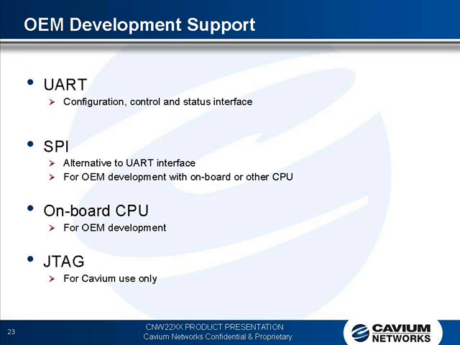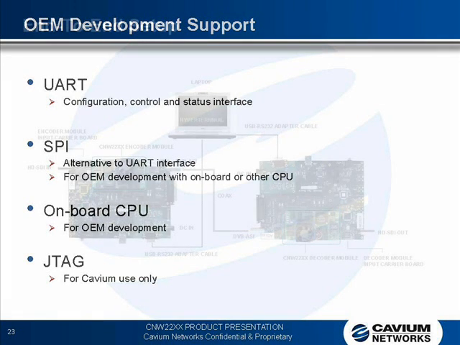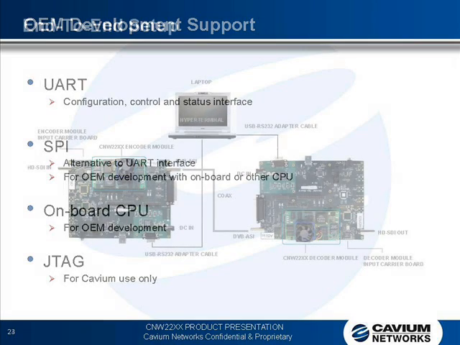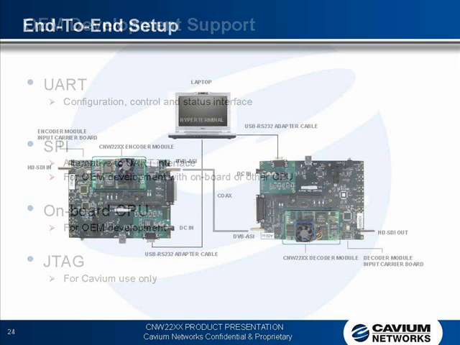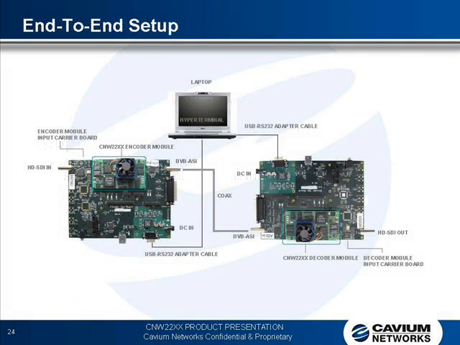OEM development support, UART, configuration control and status interface. Again, as I mentioned, we use HyperTerminal and very simple commands to set up the basic instructions on our encoder and decoder. SPI is available. It can be used with the onboard ARM9 CPU, again for OEM development, and then we have a JTAG interface, which is strictly for internal use.